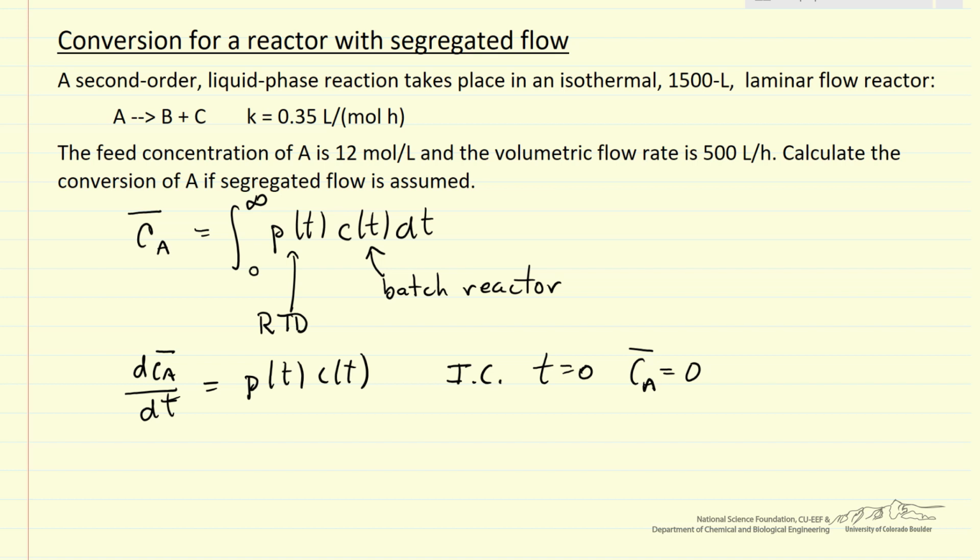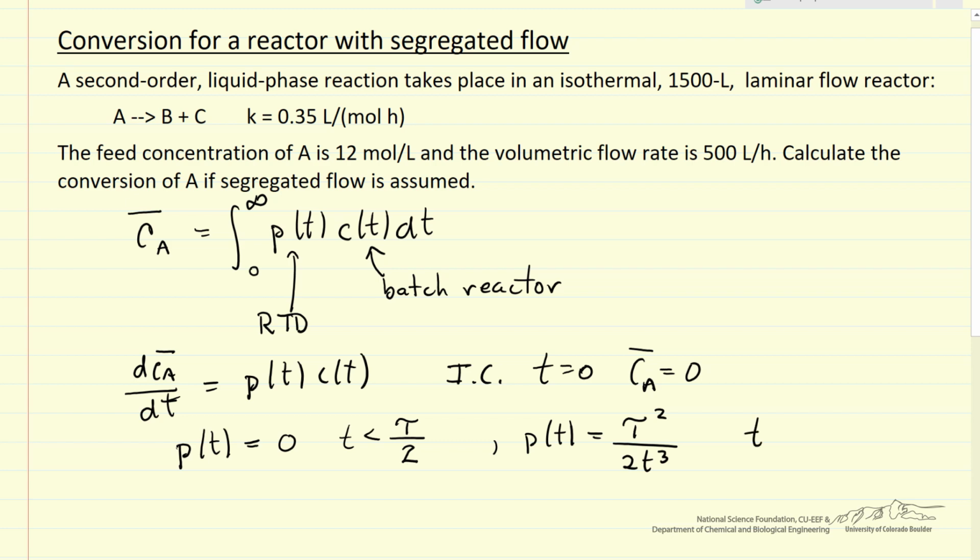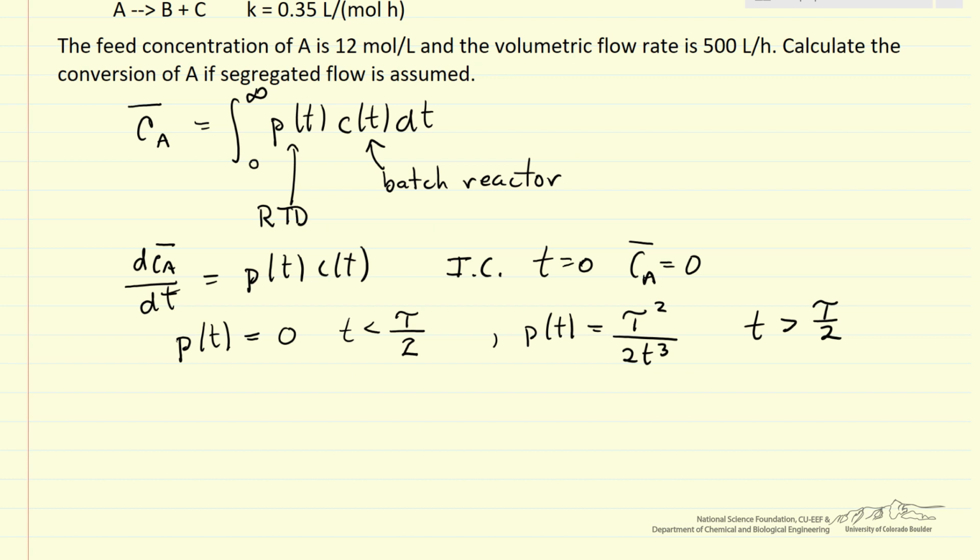The other term we need is the residence time distribution for a laminar flow reactor, and I'm not going to derive that here. Let me write it down. The residence time distribution is 0 for time less than tau, the average residence time, over 2. In other words, nothing leaves the reactor until that time. And then it's equal to the average residence time squared over 2 times the time cubed for t greater than tau over 2.